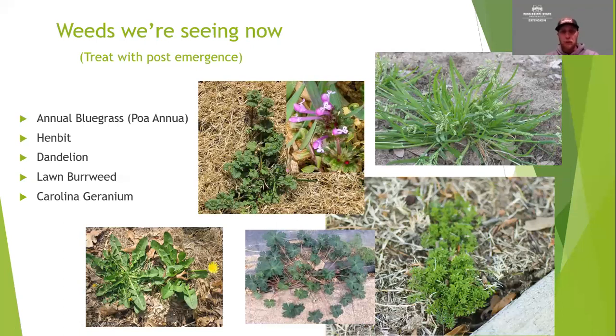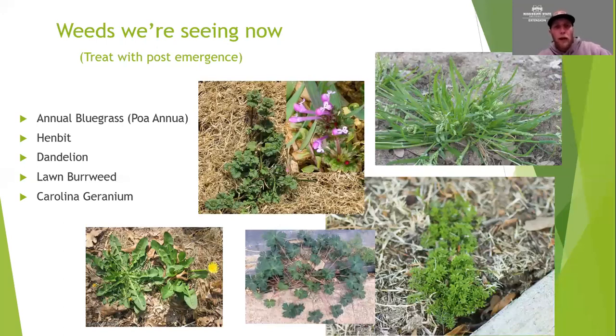Again, it's best to treat 4 out of these 5 with a pre-emergence. Obviously, the one down here on the bottom left, which is dandelion, is a perennial. So it's really tough to treat that one with a pre-emergence. You have to do that post-emerge and just stay on top of it. Down here on the bottom center is Carolina geranium, lawn burrweed on the bottom right, henbit top left, and annual bluegrass in the top right.